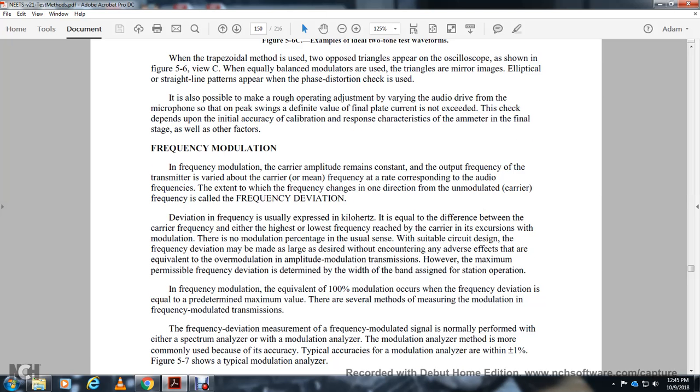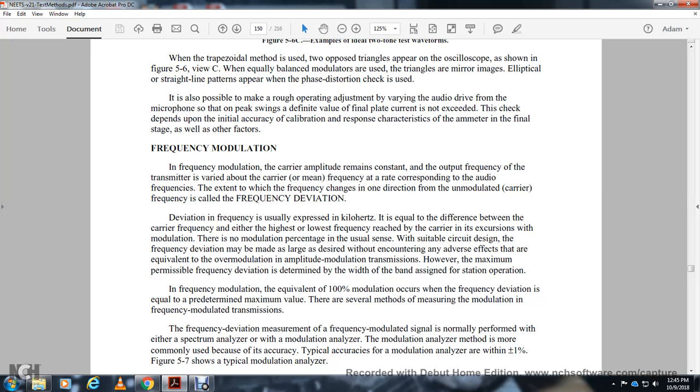In frequency modulation, the carrier's output frequency varies with the audio frequency. The extent of the frequency change in one direction from the unmodulated carrier frequency is called the frequency deviation. Deviation frequency is usually expressed in kHz, equal to the difference between the carrier frequency and the highest or lowest frequency reached by the carrier in excursion from the modulation.